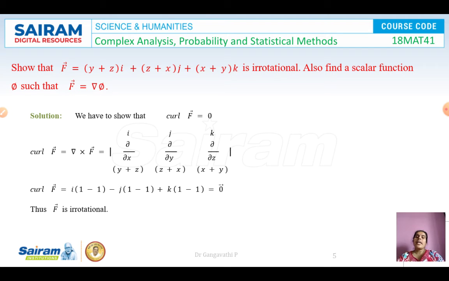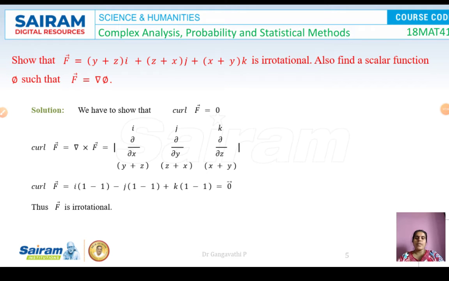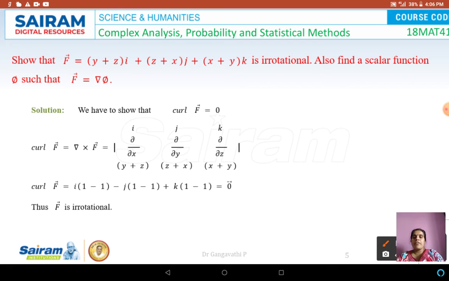Now, in order to show the vector f is irrotational, we have to prove that curl f is 0. So consider curl f. Curl f is del cross vector f. It is a cross product of two vectors, with i, j, k in the first row. The second row is the elements of del, and the third row is the elements of f, the i, j and k components.